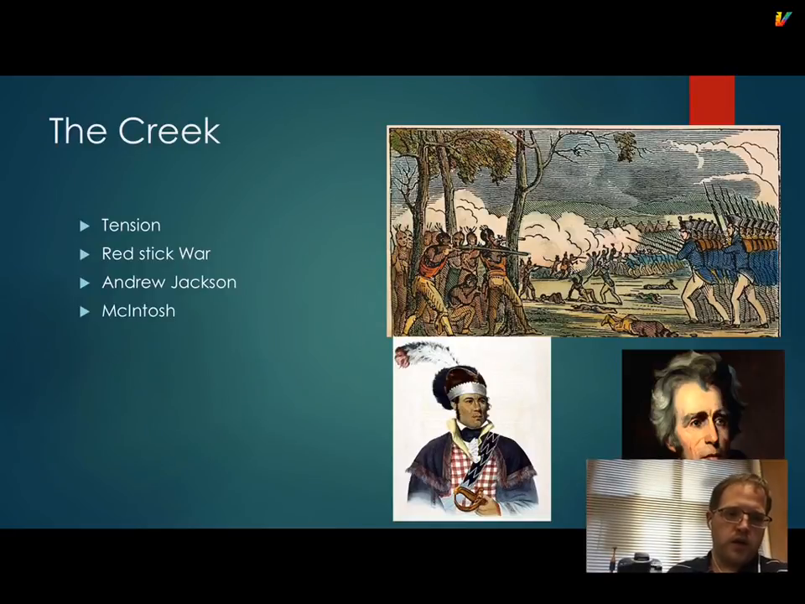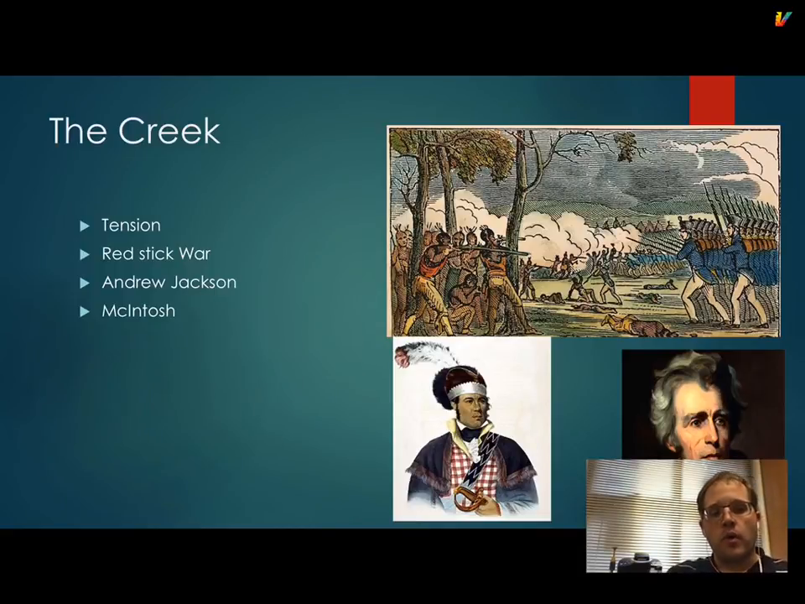This is McIntosh. McIntosh is a Creek chief who basically rises to prominence because he helps the Creek through a famine with food that he gets from the American government. And then once he becomes chief, the Americans make a deal with McIntosh saying, hey, sell us your land, sell us the land of the Creek, and we'll give you money.